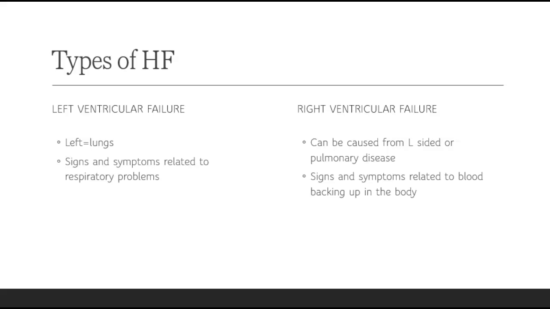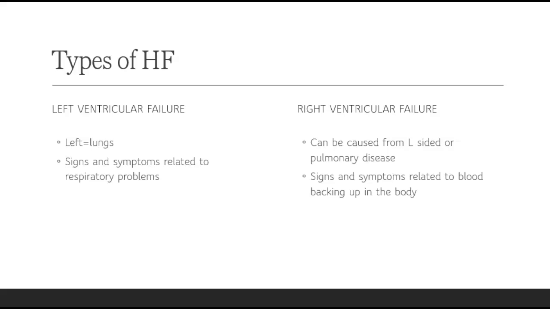So there are different types of heart failure. We're going to cover left ventricular failure, right ventricular failure, and then biventricular failure. Usually you'll just hear it referred to as left heart failure or left-sided heart failure, right-sided. Left ventricular failure is when the left ventricle is the problem. So remember, your left ventricle pumps out all of the blood to the body. So if they have left ventricular failure, then that left ventricle is not pumping out enough blood for the body.